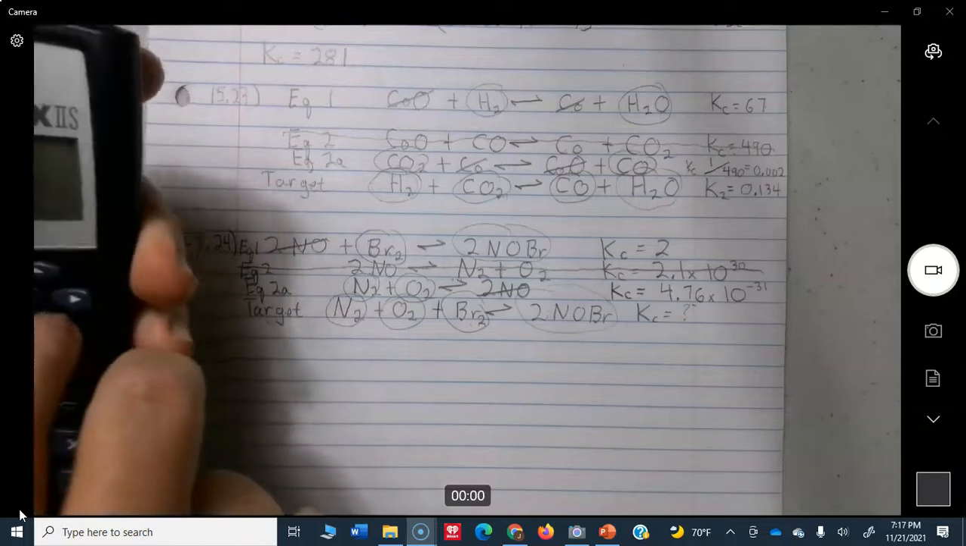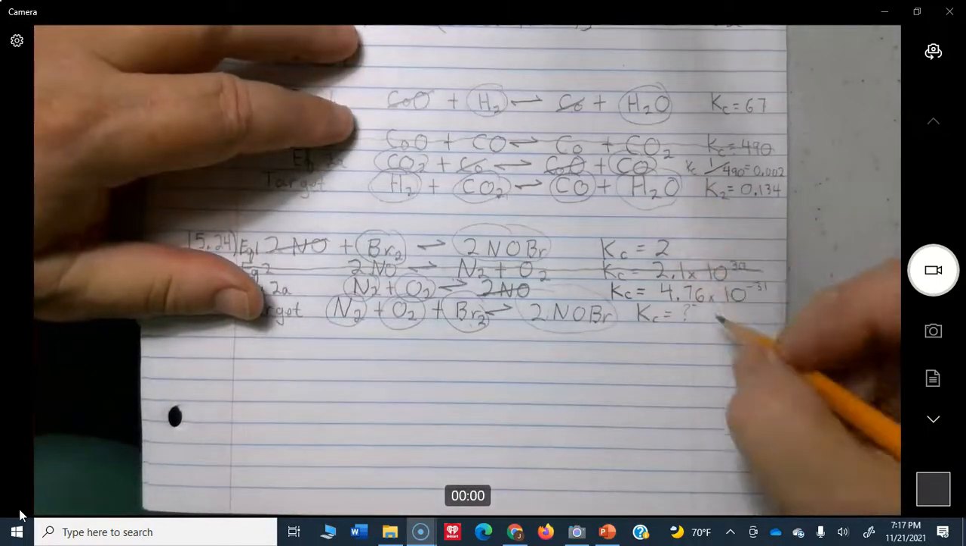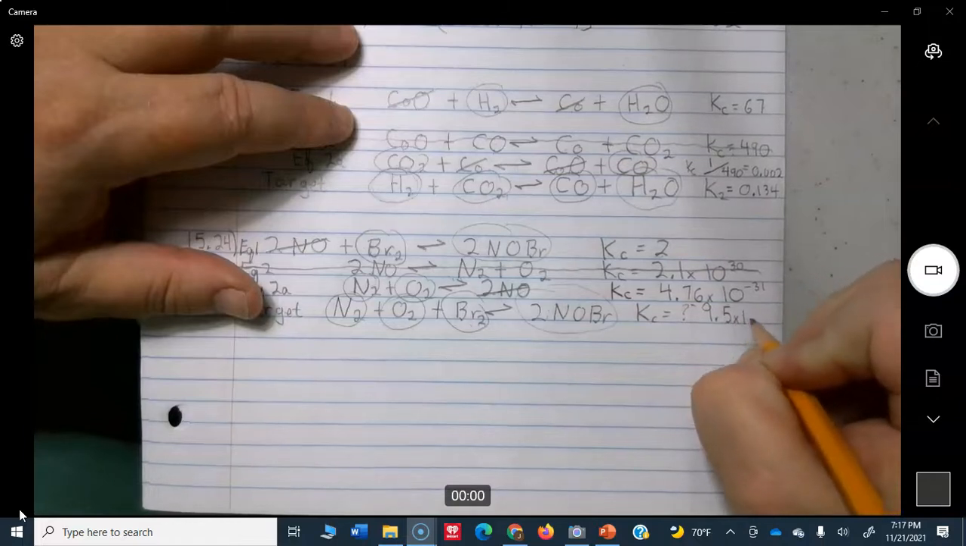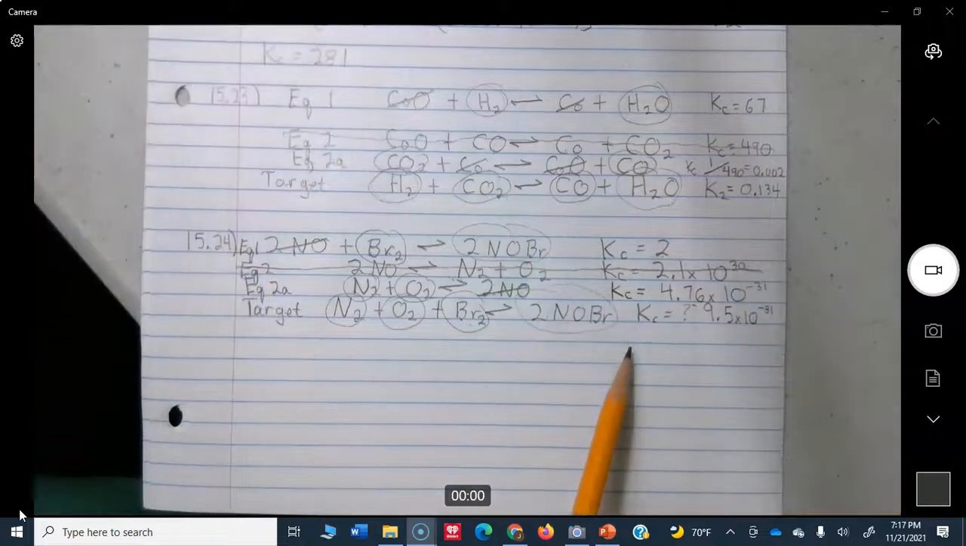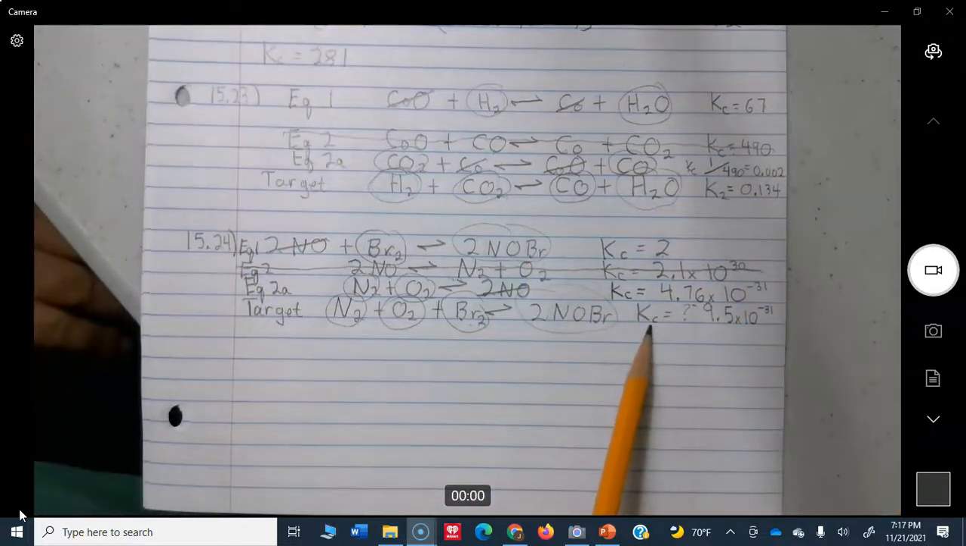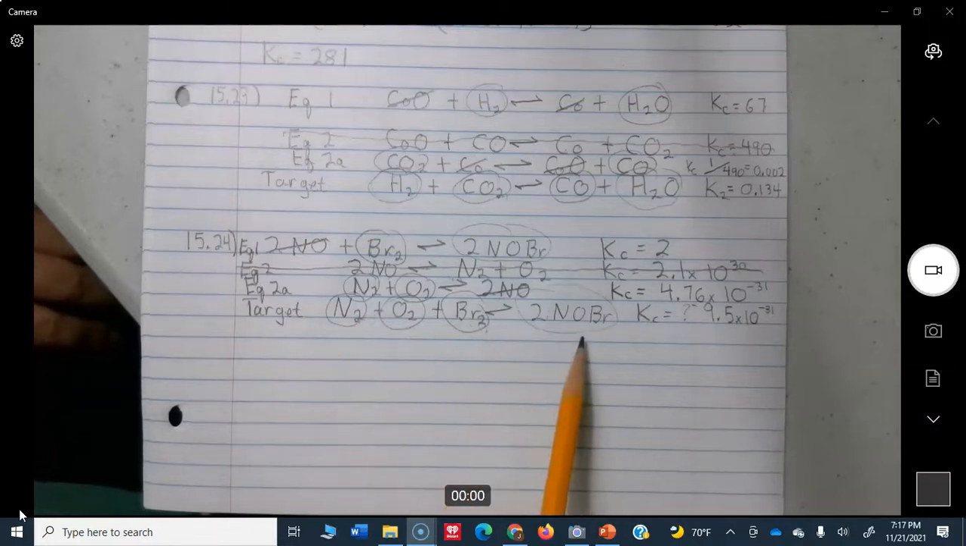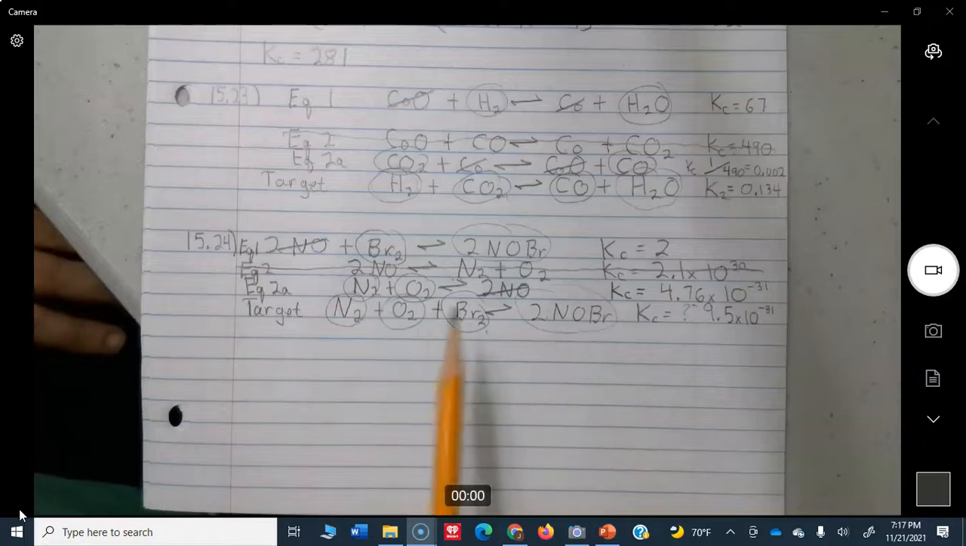And that gives us about 9.5 times 10 to the negative 31st. That is a tiny, tiny, tiny, crazy small equilibrium constant, that means in this target reaction, this reaction basically won't happen. You'll never have these reactants move over to products there at that particular temperature.